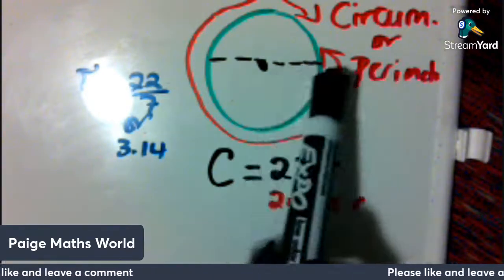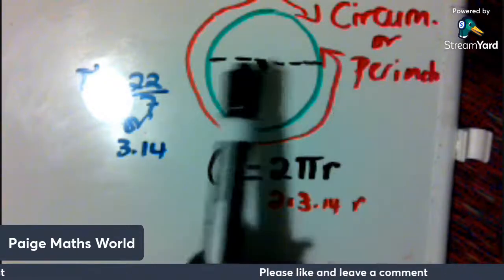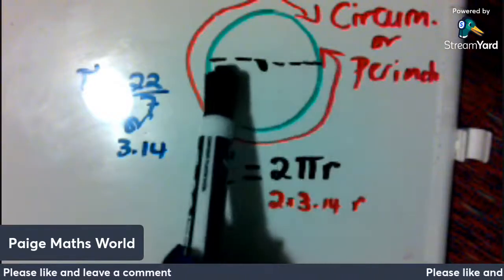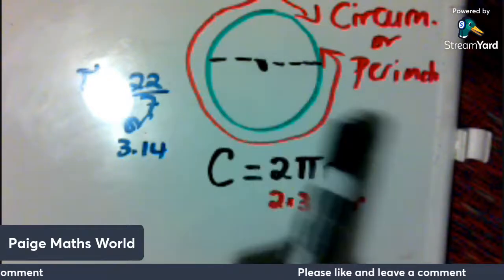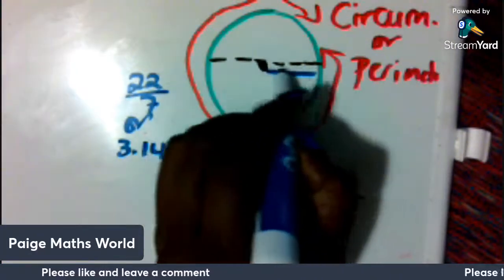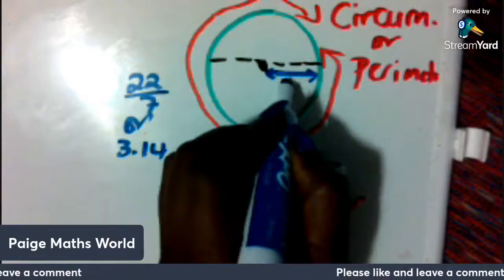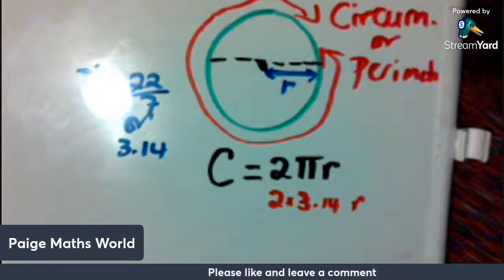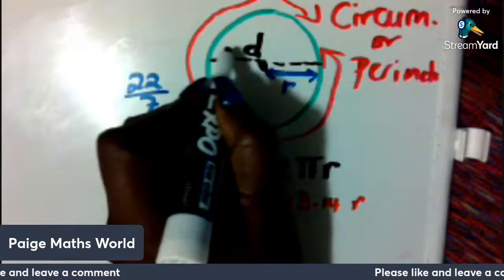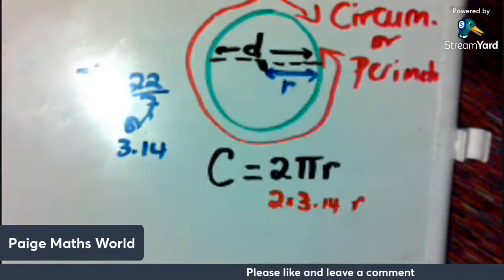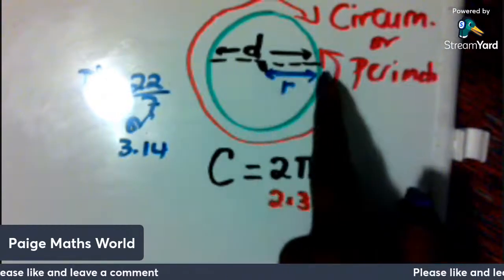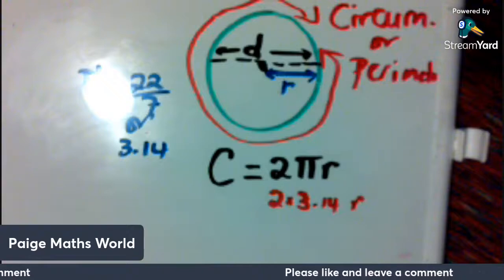So we have a circle, we have a cake. If we cut the cake in 2 halves, that line that cuts the cake in 2 halves is known as the diameter, or D. But if you only cut half of it, from the center of the circle to one end of the circle, that little part is known as your radius, right?